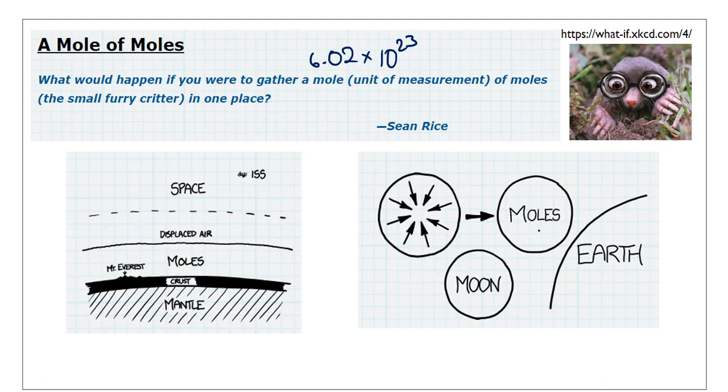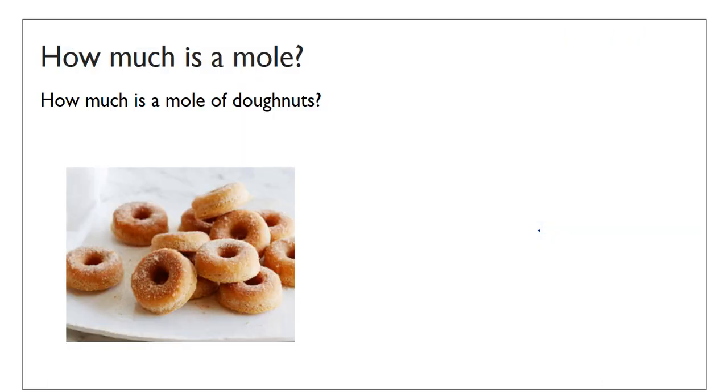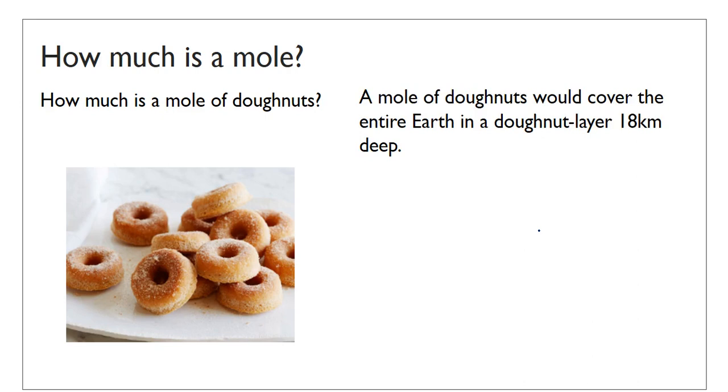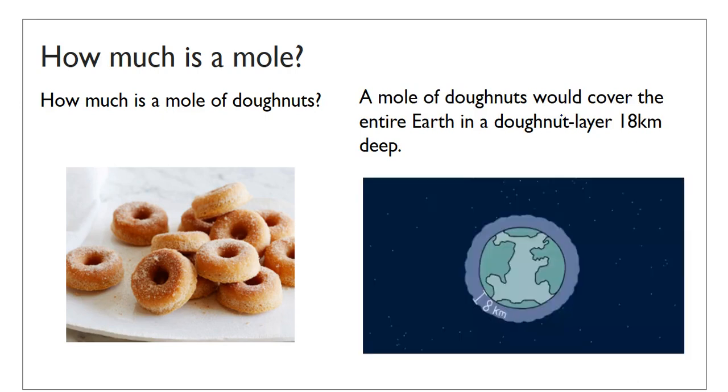So what if you have something smaller? What if you have a mole of donuts? Like, we had way too much time. I think somebody did the calculation, and if you have a mole of donuts, it would cover the entire Earth in a donut layer 18 kilometers deep. So if you have 602 billion trillion donuts, you're going to have a layer of donuts around the Earth. So again, it is a massive number. That's a lot of donuts.